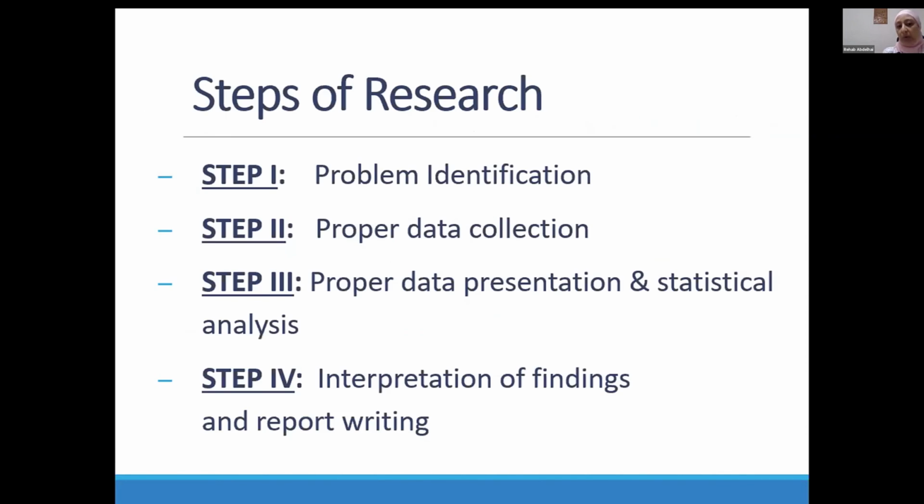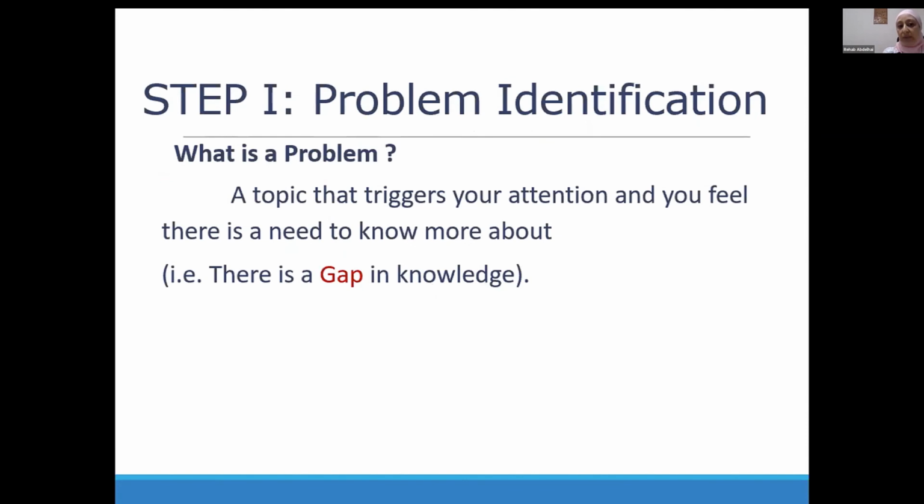So the four main steps are: we have to identify our research problem, and then we have to identify the proper data collection methods that we will be using. We should address data presentation and statistical analysis. I think this was covered already. And then after that, we should interpret our findings and write a report. So our first step is to identify our research problem correctly.